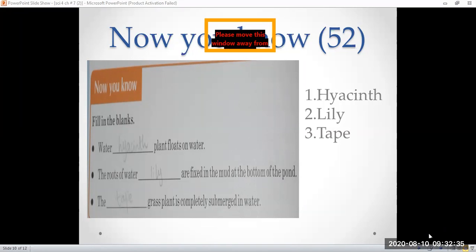Abdullah Yas, have you done it? Yes, teacher. Have you done this, on page 52? I have done all. Okay, so you can recheck it then.